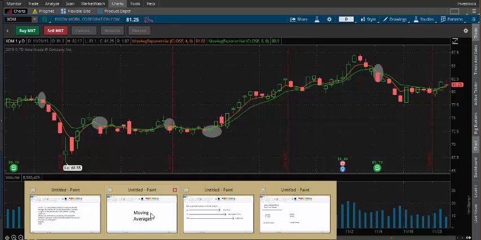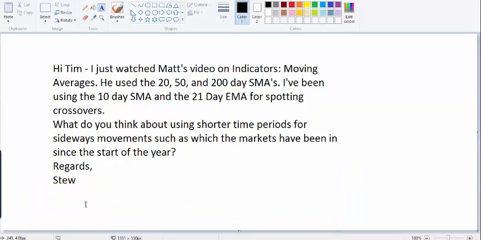So back to the original question here from Stu, which I really like. He says, I just watched Matt's video on these MAs, and I use a crossover system. Matt was using a trend following system is the answer to the question, Stu. Long way to get to that answer, by the way. I wanted to explain it to you thoroughly so you understood it. By using shorter time periods or even EMAs to identify crossovers, you're looking for trend changes so that you can actually make trades on it.